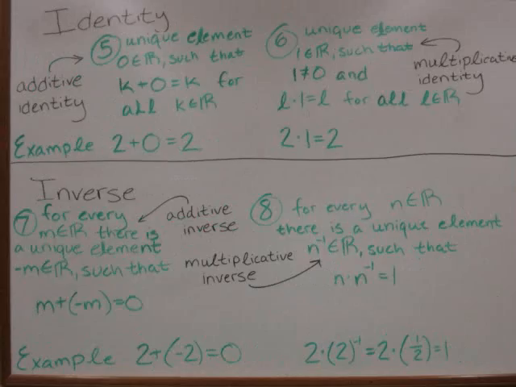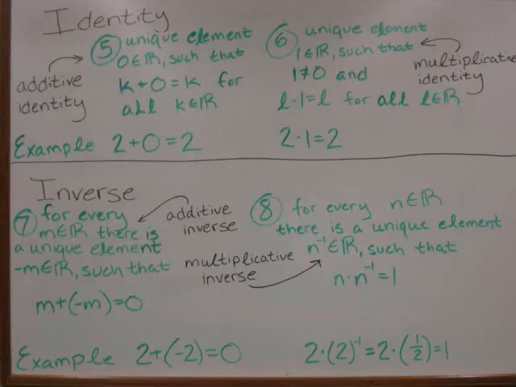Now we look at the identity property and the inverse property. For the identity property, you're taking a unique element and you want to get it back to the original number. With addition, you're adding 2 and 0 and you're going to get out 2. So 0 is the additive identity. With multiplication, 1 is a unique element.